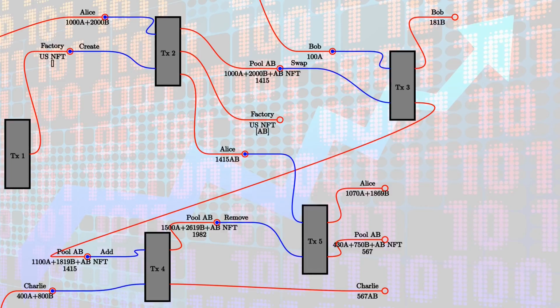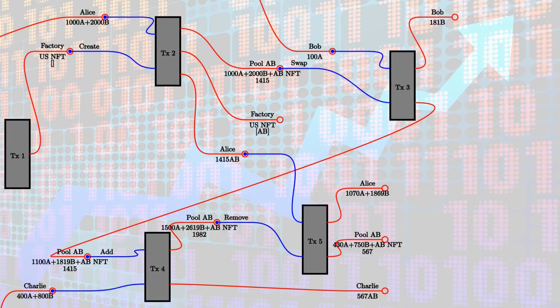And the updated pool is the second output. So the 1070A and 1869Bs have been removed from the pool. And the datum has been updated, so the 1415 liquidity tokens that Alice burned are now subtracted from the 1982 we had before, and we see that 567 are remaining, which are exactly those that Charlie owns.